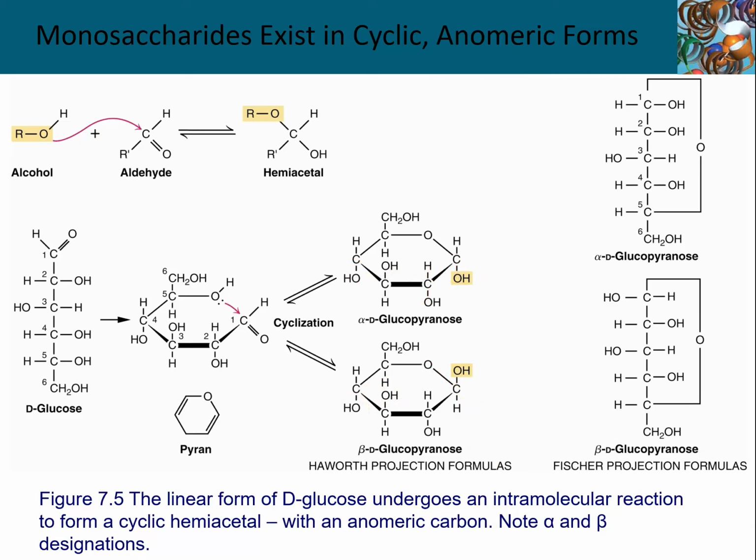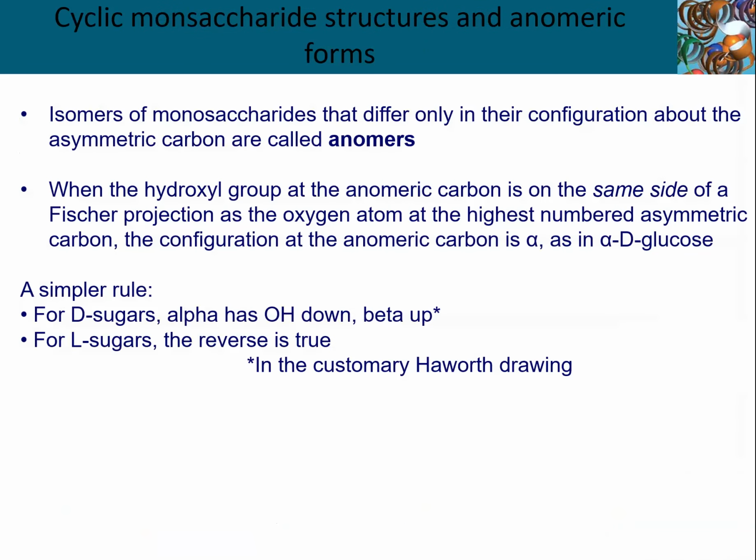But that really is so much more complex than just remembering alpha down, beta up for all D. And if you're looking at L, just reverse the rule. I would really go with the simple version of the rule in this case.